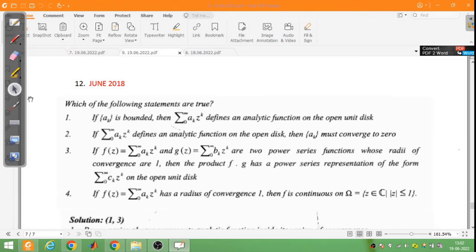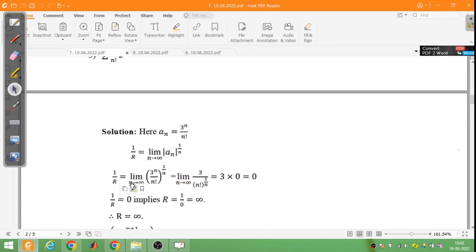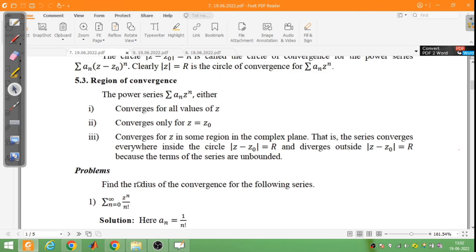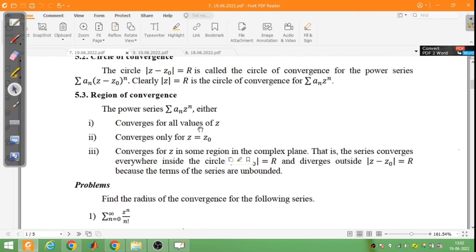Where did I not get it? In the analytic functions topic, sir. Here, region of convergence. You look here, region of convergence. The series converges for each z in some region of the complex plane: it converges everywhere inside the circle of radius of convergence, the circle of convergence. Otherwise, it diverges outside the radius of convergence because the series is unbounded. Are you clear, ma'am?